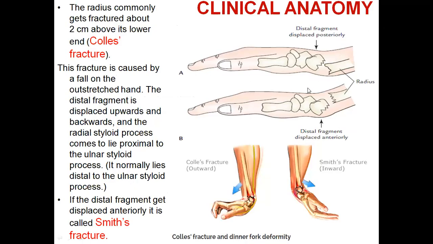Colles and Smith's fracture I have repeated because these may itself be short note. The radius is commonly fractured just about 2 centimeters at its lower end. The first picture is showing you the Colles fracture, and second picture is showing you the Smith's fracture. In case of Colles fracture, fracture is caused, of course, when the person is falling with outstretched hand, and the distal fragment you can see here is displaced posteriorly. If the distal fragment is displaced anteriorly, then you call it as Smith's fracture.